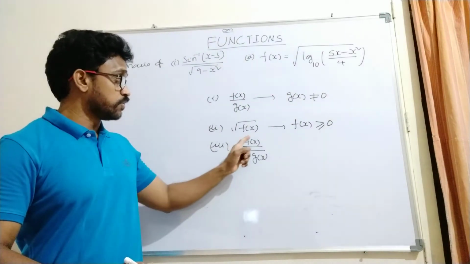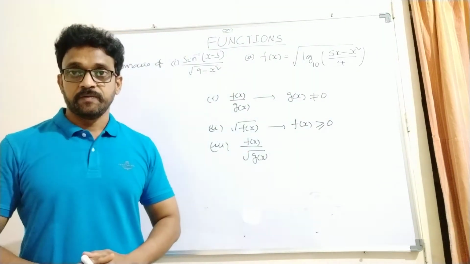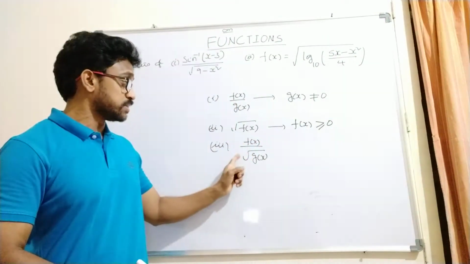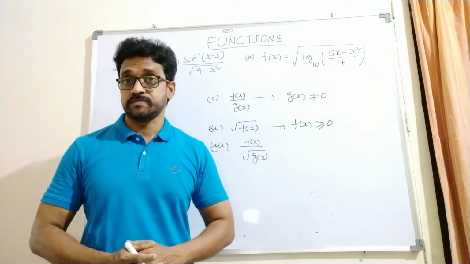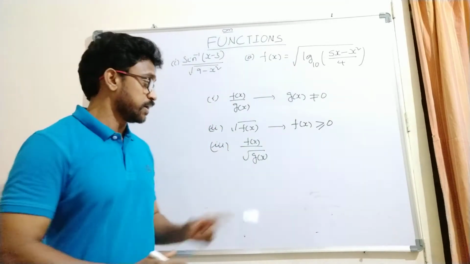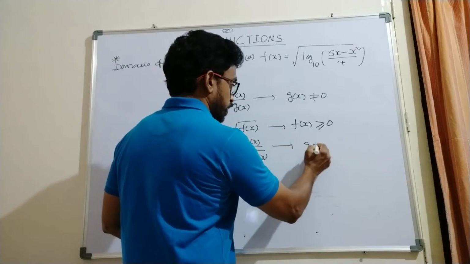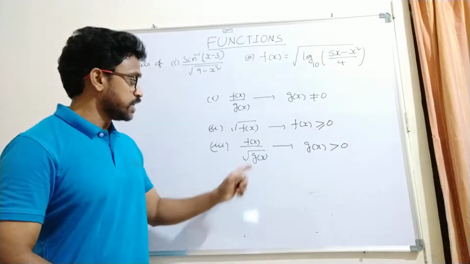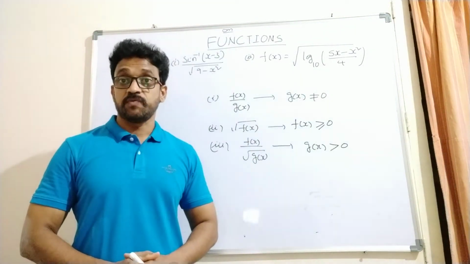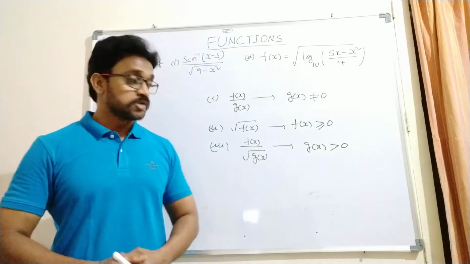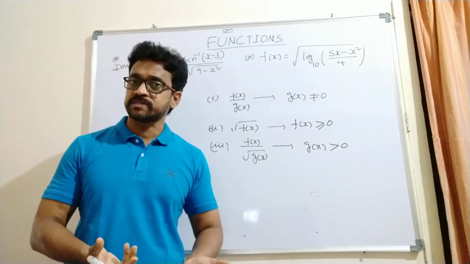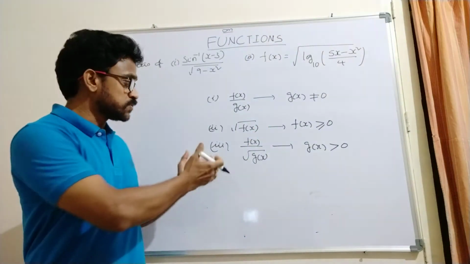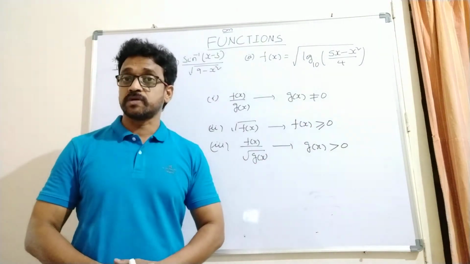Again, we observe the third one, f of x by root over g of x. In this case, this is the f of x by g of x model, but in the denominator it is root over function. That's why it is defined when g of x is greater than 0, positive. Otherwise, f of x by root over g of x is not defined. Suppose g of x equals 0, what happens for some x? Something by 0, so totally undefined. That's why in this format we observe g of x is greater than 0.